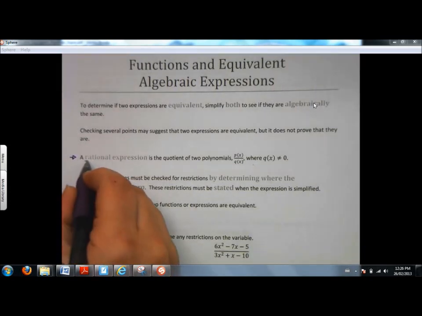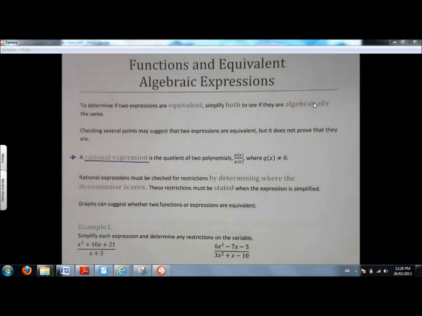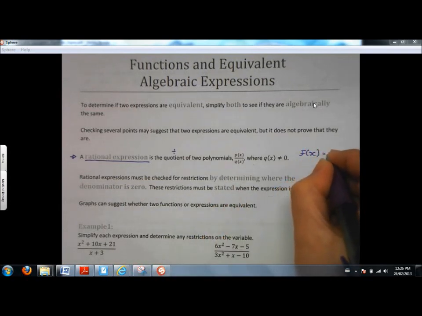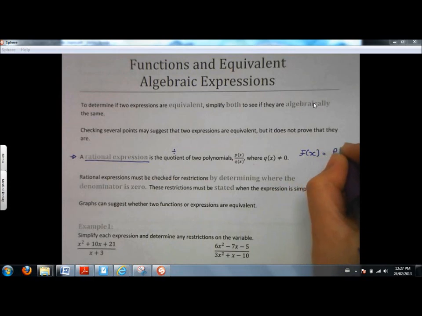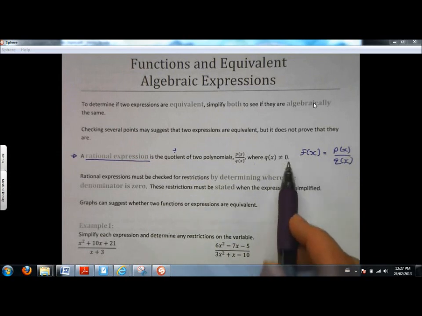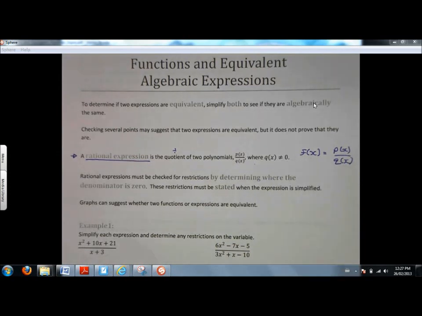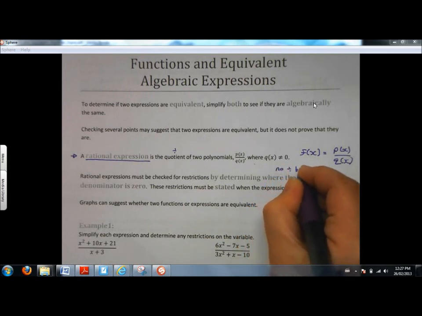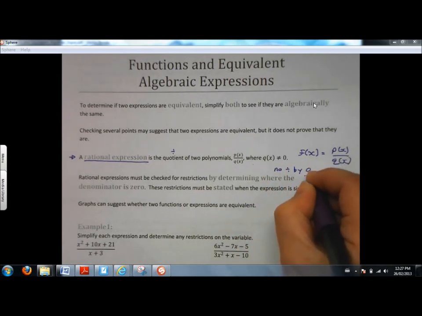I want to talk about rational expressions. Rational expressions are quotients. Quotient means divide. Divide two polynomials. And we usually write this new function as f of x. Our function is actually two functions, p of x and q of x, put on top of each other, as long as the function on the bottom does not equal 0. When you divide by 0, it's undefined.